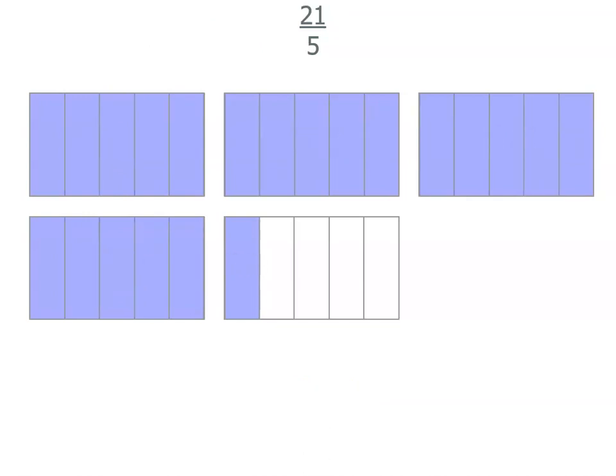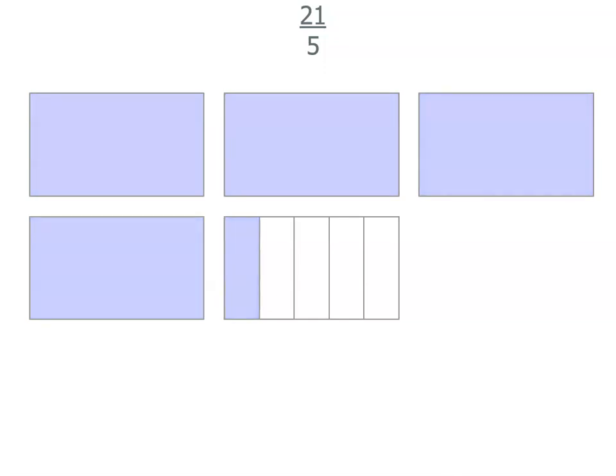And what you can see is those shapes that are fully shaded, they're wholes. So that's 1, 2, 3, 4, and 1/5. We have 4 1/5, and that's exactly the same as 21/5.